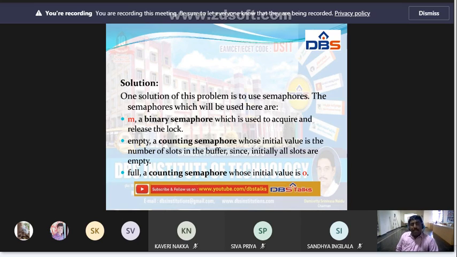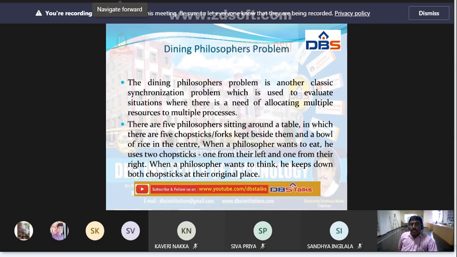Here, empty is a counting semaphore whose initial value is the number of slots in the buffer, and the next one is full. It is a counting semaphore whose initial value is 0. By using these two, empty and full semaphores, we are going to solve the producer consumer problem.